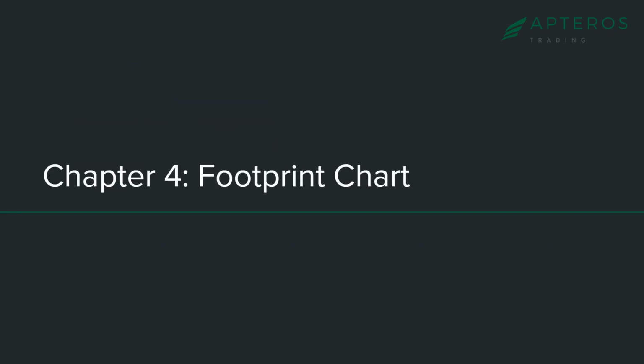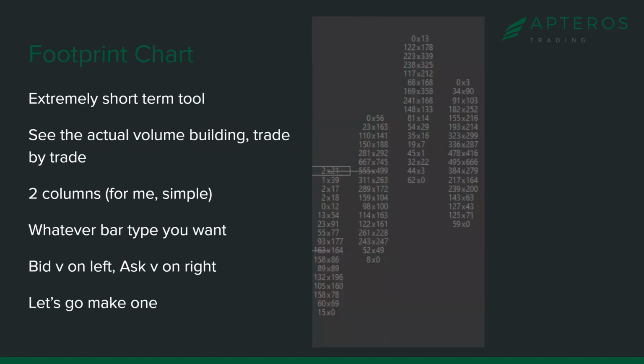Footprint chart. Footprint chart can be very, very complex. There's a lot of numbers flying around. I keep it simple. We already made a footprint chart. I was going to do that at this point in the slide, but we already made one. So there it is. As you see, it looks exactly like the one we built. The left-hand column is the bid volume. The right-hand column is the ask.